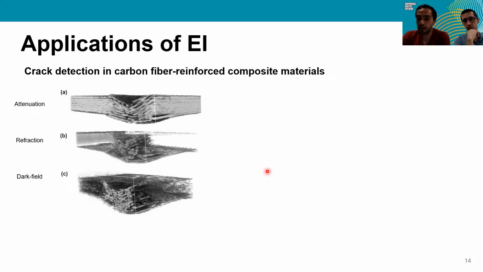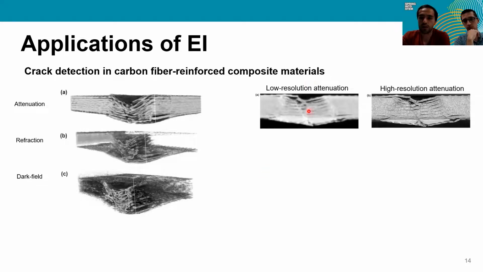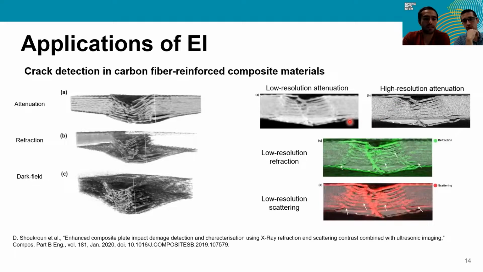X-rays are useful, but the issue is that carbon is low density. So you usually need very high resolution systems to assess the quality and the health of these types of materials. And what we've seen is that with refraction and scattering, at the same resolution as attenuation, we have access to those very small cracks that were invisible unless you use very high resolution systems.